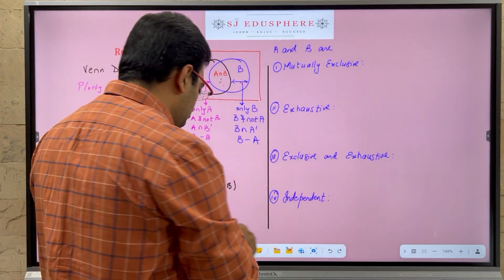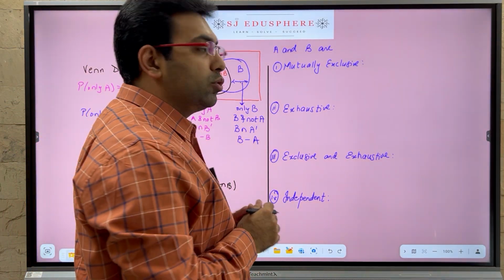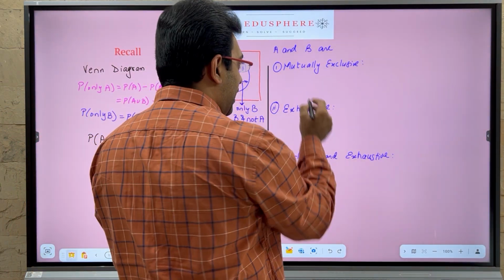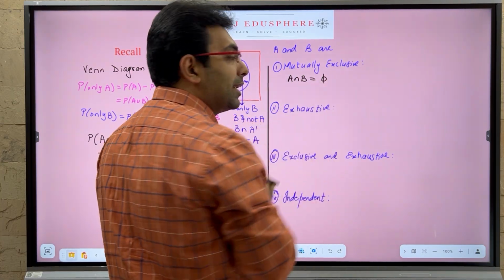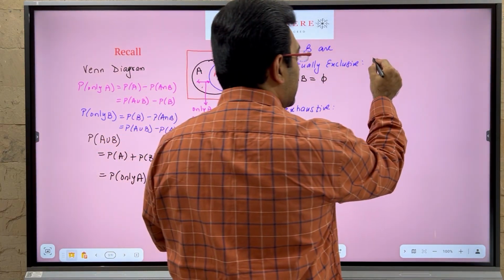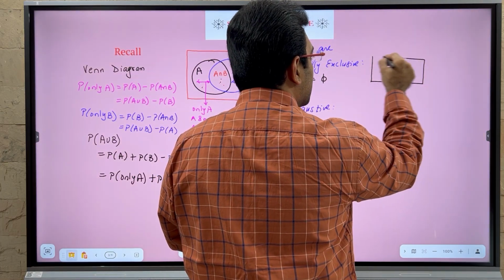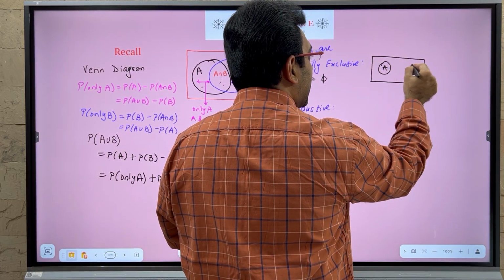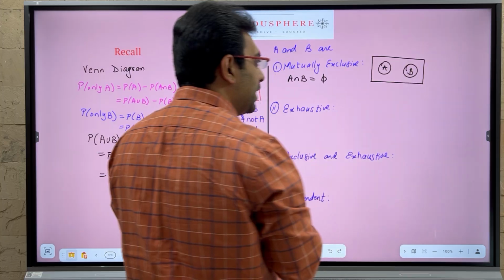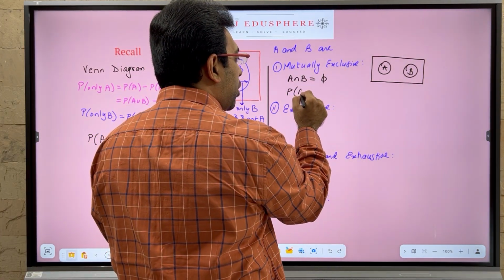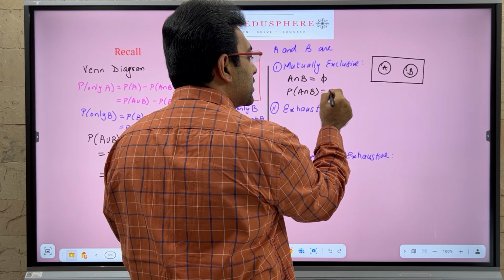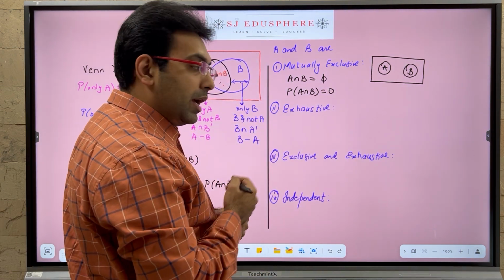What do we recall when I say A and B are mutually exclusive? Well, we say A intersection B is a null set. So if you recall the diagram, this part is A, this part is B. So A intersection B is a null set and my probability of A intersection B is 0.